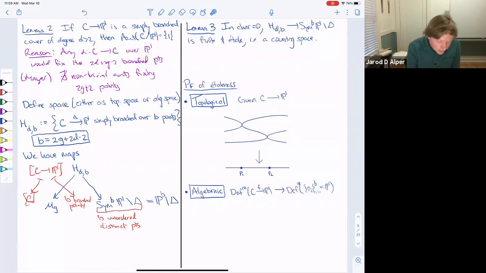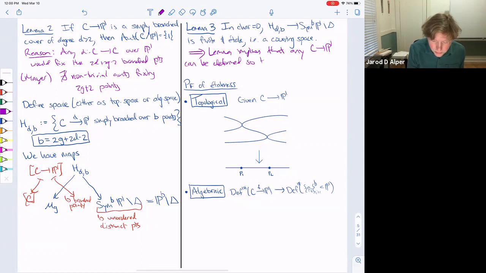So in characteristic zero, this is the third lemma. Here I did add the characteristic zero hypothesis. This map is finite and étale. In other words, this map is a covering space. And the reason we care about this is that the first lemma we proved implies that there exists a simply branched covering of C. But now, because this map is finite and étale, as I deform the B unordered points, I could deform the curve with it. So this lemma will allow us to show that any C to P1 can be deformed so that the branch locus is general.